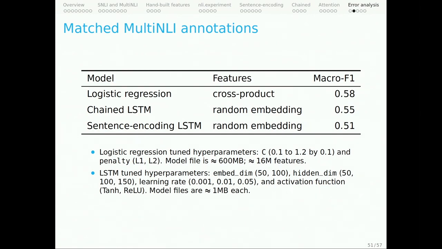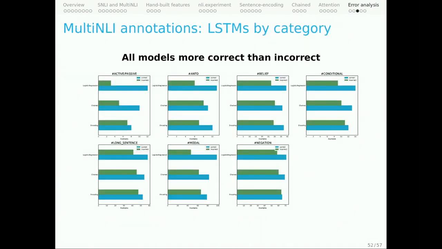I'm less concerned though with the absolute performance, although it would be nice to bring it into the mix for an error analysis. But what I was really interested in is that you have this view of absolute performance where maybe logistic regression is best, but how are they differing according to these different annotation categories? So there are like 16 of them, so I grouped them in a few ways. These are the categories where all the models are more often correct than incorrect. That's a kind of high-level summary, and that's active, passive, antonyms, belief reports, conditionals, long sentences, modals, and negation.